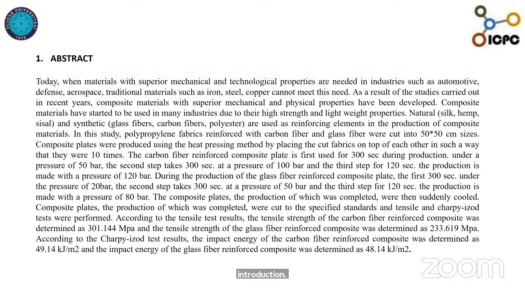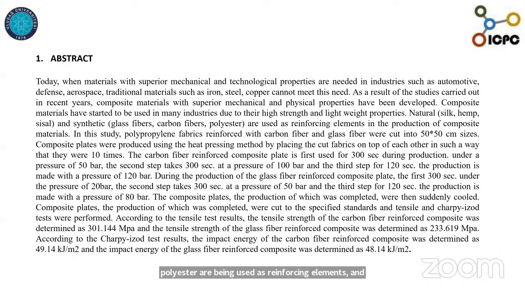In order to start, materials with superior mechanical and technological properties are needed in industries, especially automotive, aerospace, and defense. Traditional materials such as copper, iron, and steel cannot meet the need in industry. As a result, through studies carried out in recent years, composite materials with superior and extraordinary mechanical and physical properties have been developed. These composite materials have started to be applied in many industries due to their high strength and lightweight properties. Natural fibers such as jute, hemp, and sisal, and also synthetic fibers such as glass, carbon, and polyester are being used as reinforcing elements.